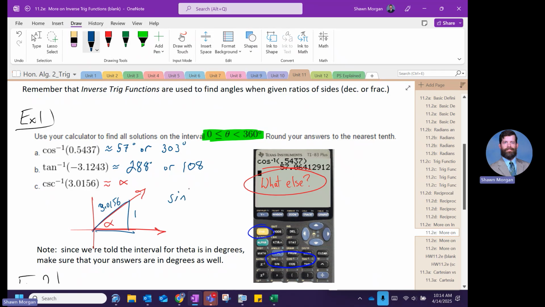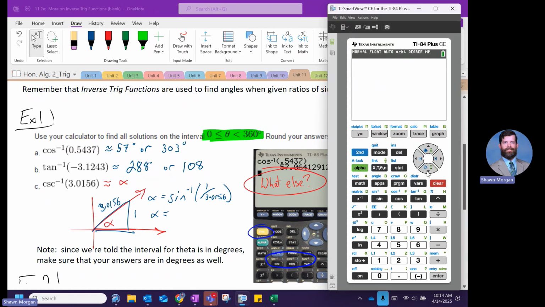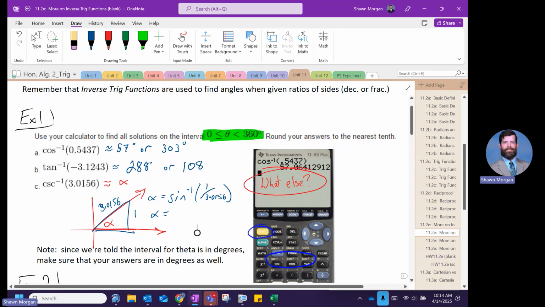I keep saying inverse cosine. Inverse sine, pardon me, of 1/3.0156. And that's going to give me my reference angle. All right, so let's do that. I hope you guys are following along on these calculator operations. We're going to do inverse sine of 1/3.0156, and we'll get about 19.4 degrees.